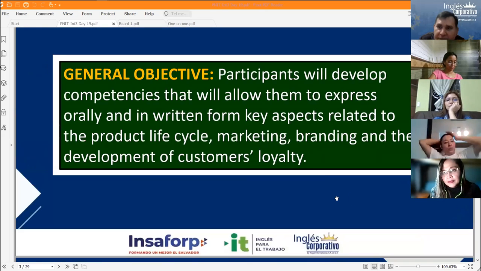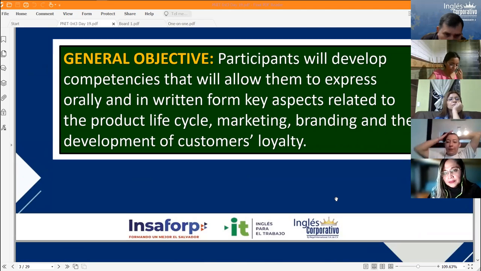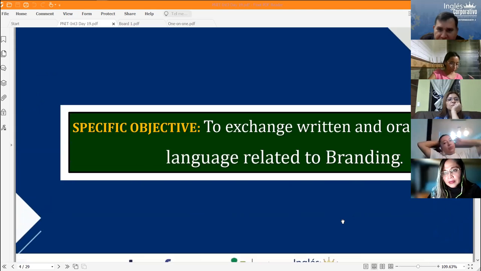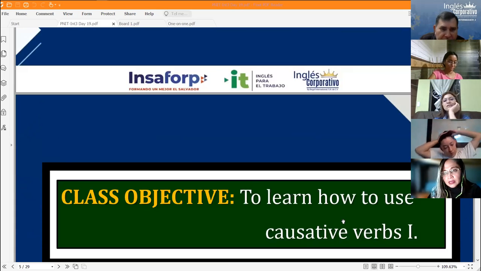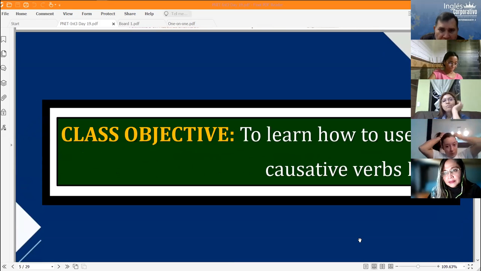This is the general objective. This is the specific objective. And the objective for tonight's class: to learn how to use causative verbs, part one.